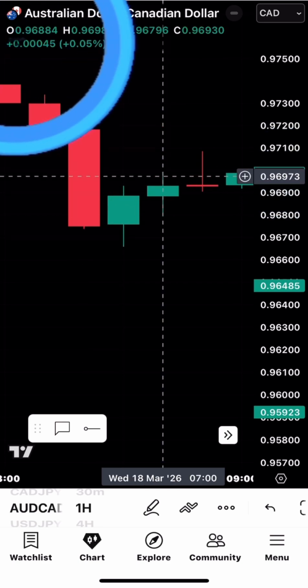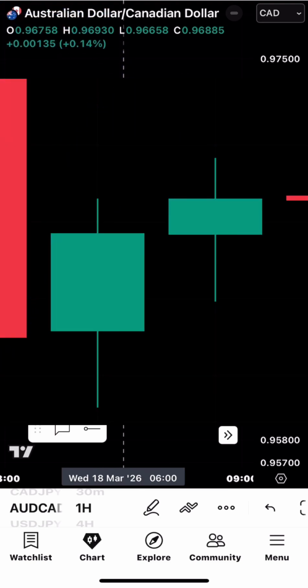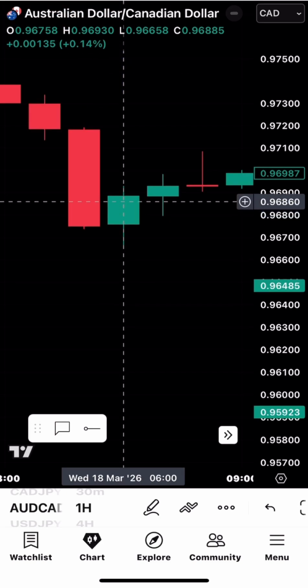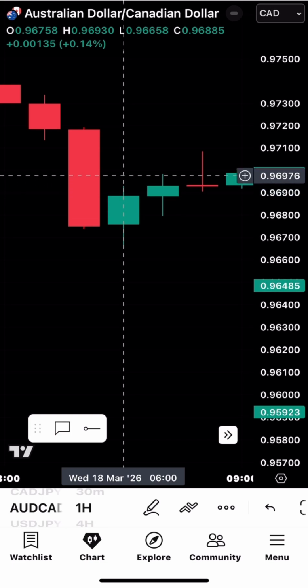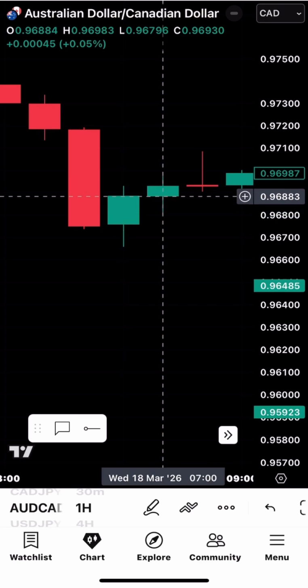Now, these little wicks, we call them wicks, these little sticks. These little wicks represent areas of rejection, right? So they're areas that the candlestick did explore. It explored these price ranges, but essentially this was the most stable part of the price, right?